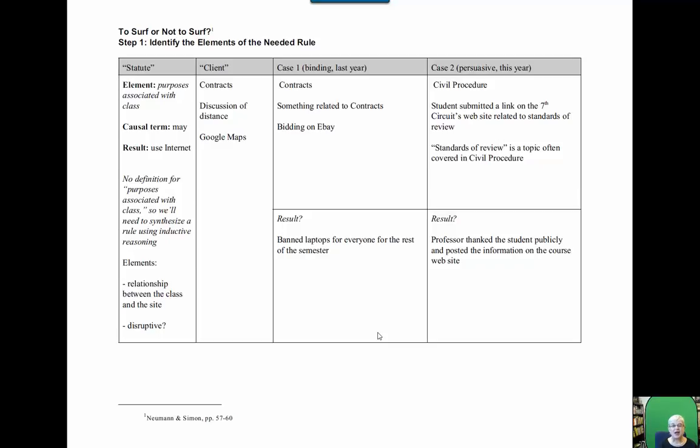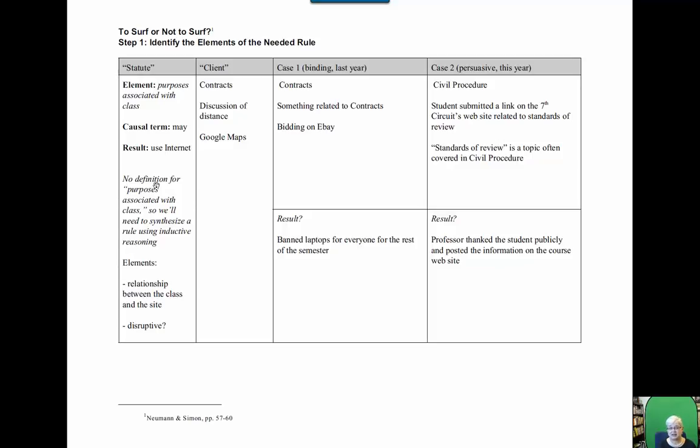Okay, so now we're going to move on to an example that's a little more legal, although not quite legal yet. This is a syllabus rule, and we've worked with syllabus rules before. This is a rule on whether or not a student can use the internet in class. And so we take the basic rule as it's given to us in the exercise, and we're going to break this down. The result of the rule is that you can use the internet.